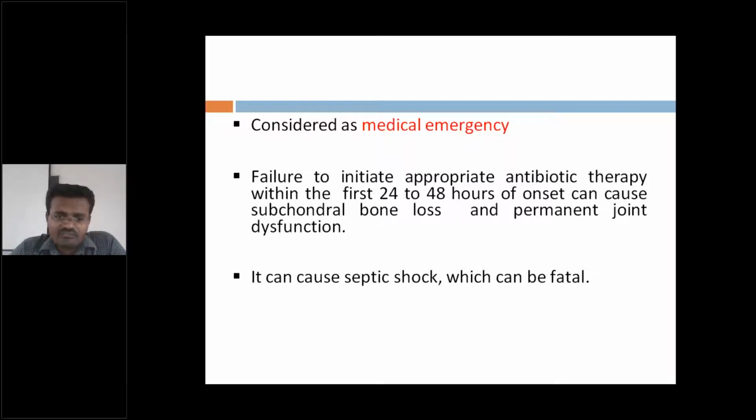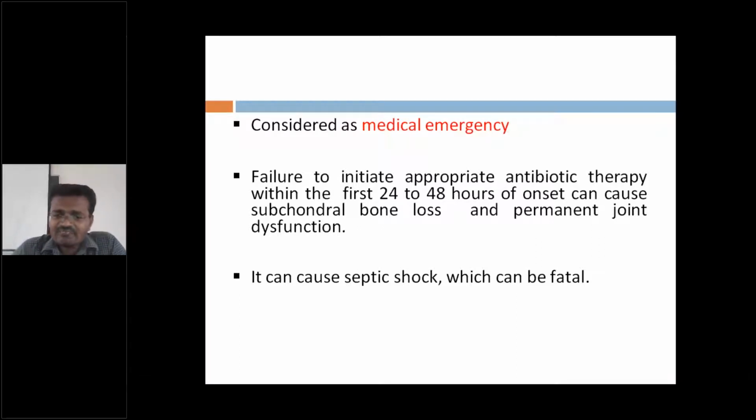Failure to initiate appropriate antibiotic therapy within the first 24 or 48 hours of onset can cause subchondral bone loss. Subchondral is nothing but that cartilage. The cartilage will be eaten away by the infection, and then the subchondral bone, resulting in permanent joint dysfunction. Why should we be in a hurry? Why is it an emergency? Because it will go into septic shock.